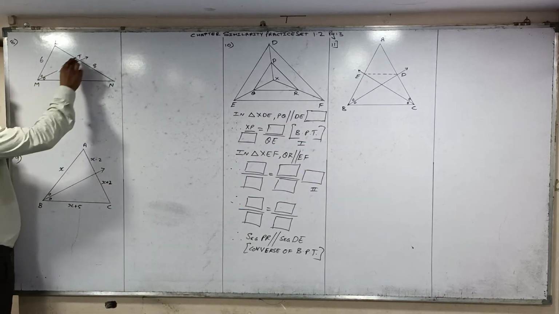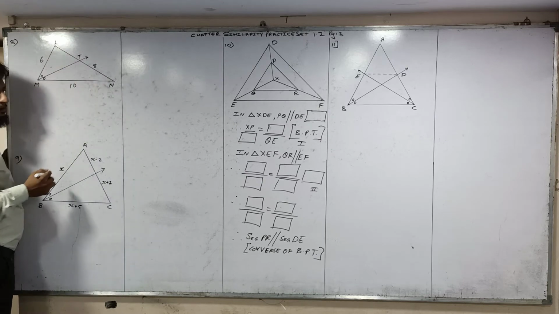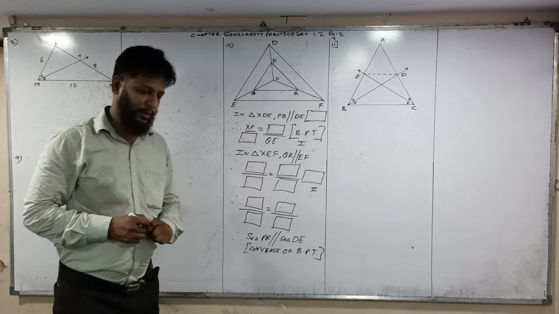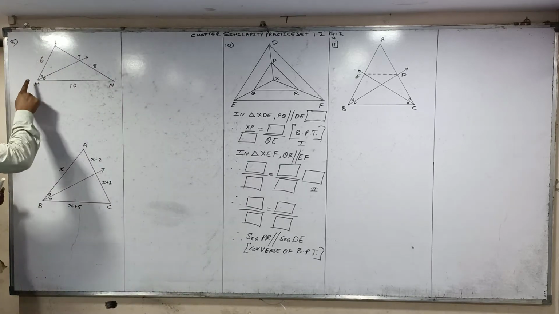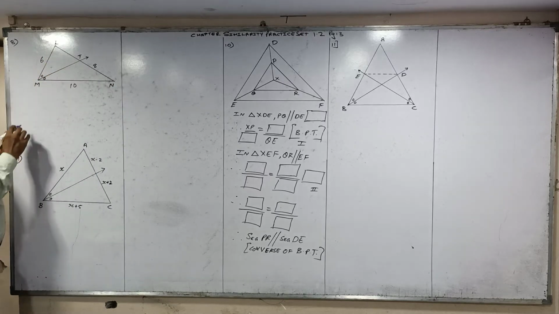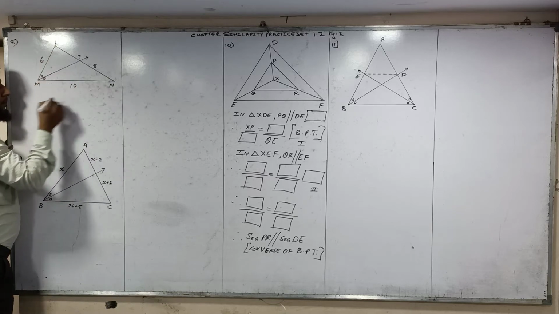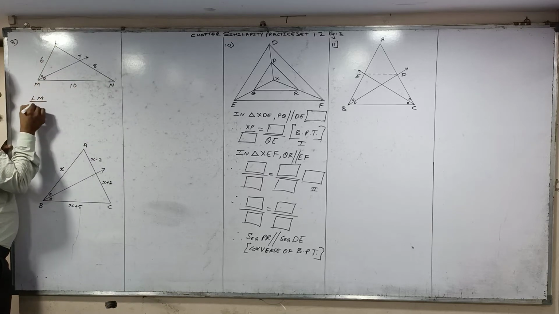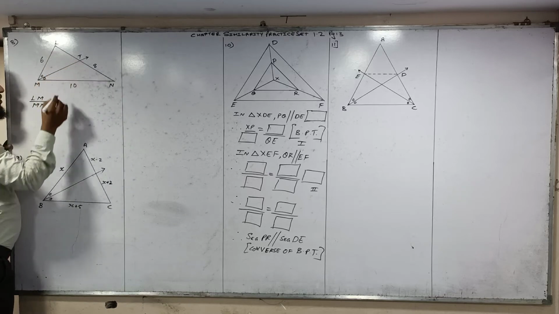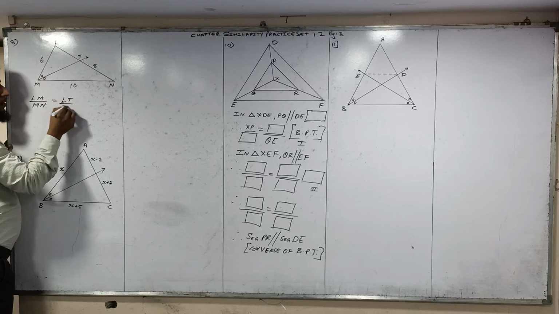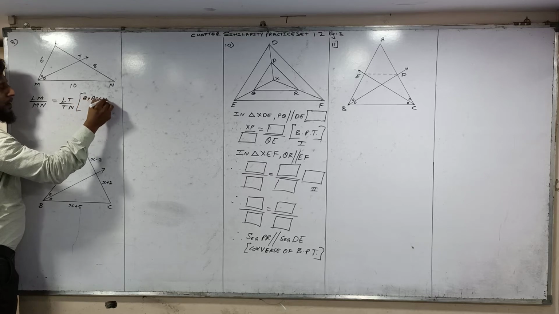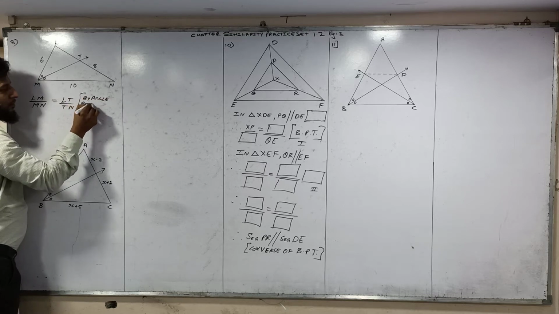MT is the bisector of angle LMN. It is given in your question: ray MT bisects angle LMN, and the values are also given. LM is 6, MN is 10, TN is 8, and you have to find LT. So by the angle bisector theorem, LM upon MN is equal to LT upon TN.